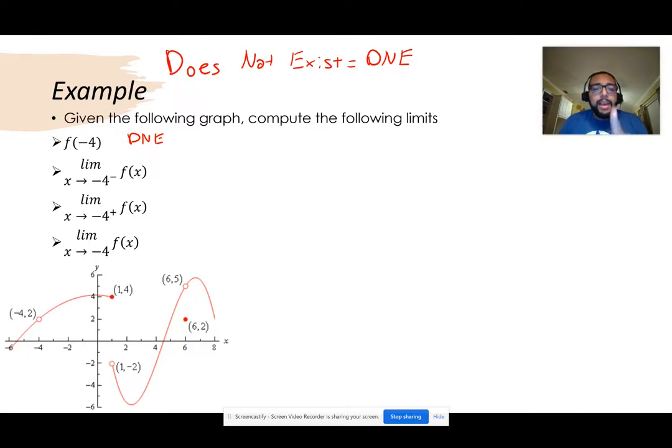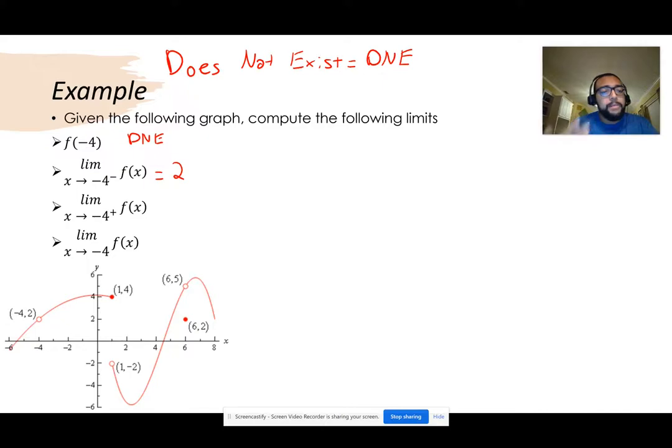Now the limit as x approaches -4 from the left. If we're approaching from the left, that means I want to look at the values near -4 that are less than that. The values that are less than -4 are on this side here. So -5, -6, -4.5, and so on. As we get closer and closer to -4 from the left-hand side, it looks like we're approaching 2. So that equals 2.